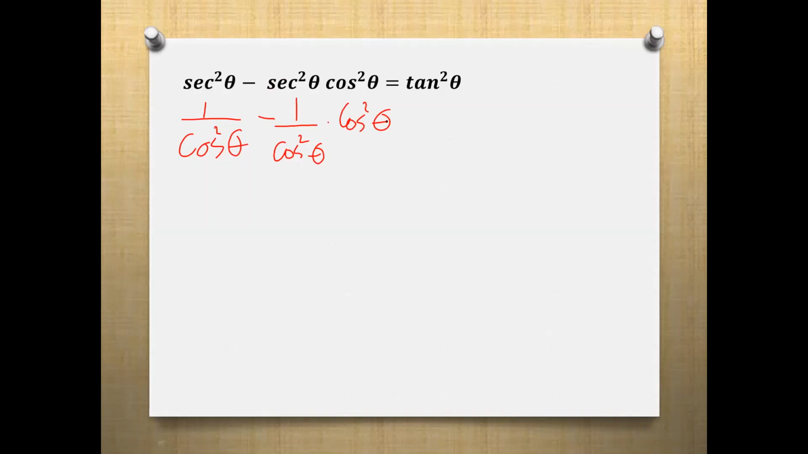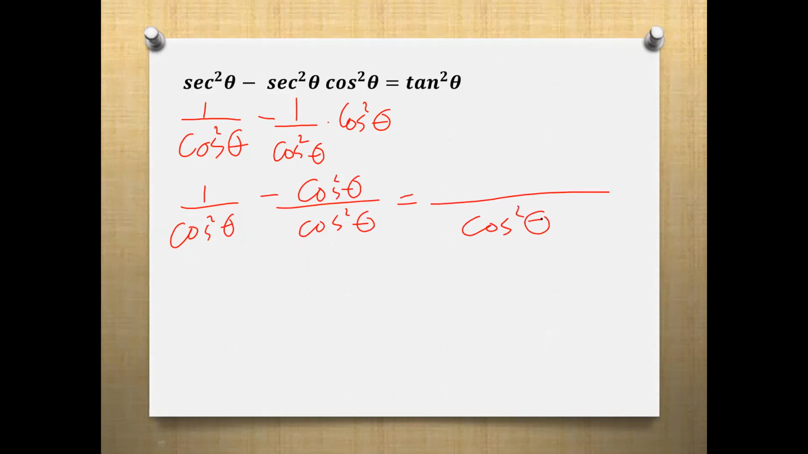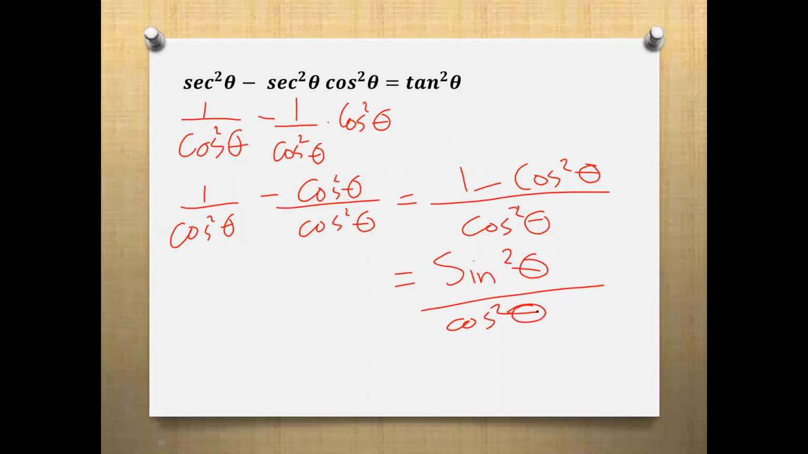Then, after that, 1 minus cosine squared of theta over cosine squared of theta. By adding them, cosine squared of theta is the same denominator. Up, it will be 1 over cosine squared of theta. Then 1 minus cosine squared, using the Pythagorean identities, it will be sine squared of theta over cosine squared of theta. Now, sine over cosine is tan theta. And sine squared over cosine squared is tan squared of theta, which is what I want to prove.